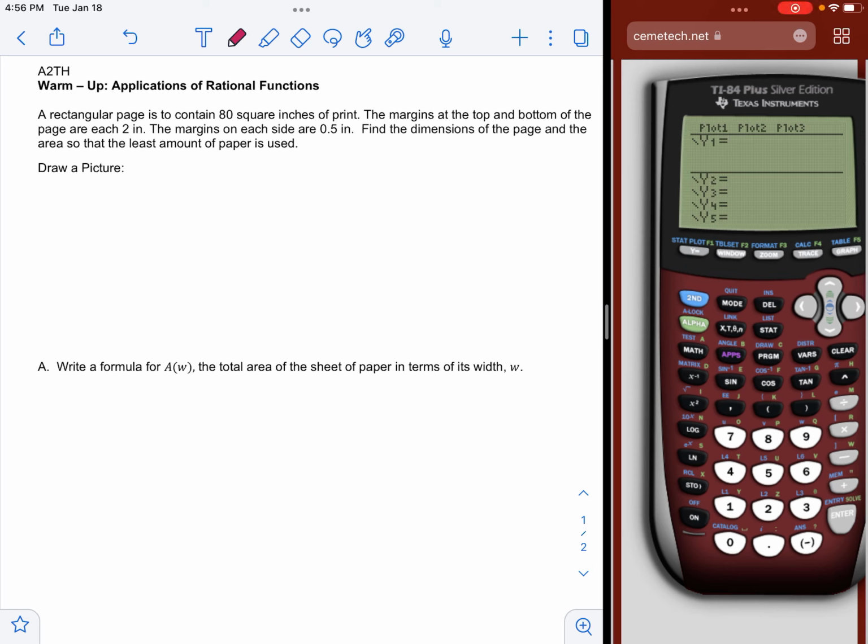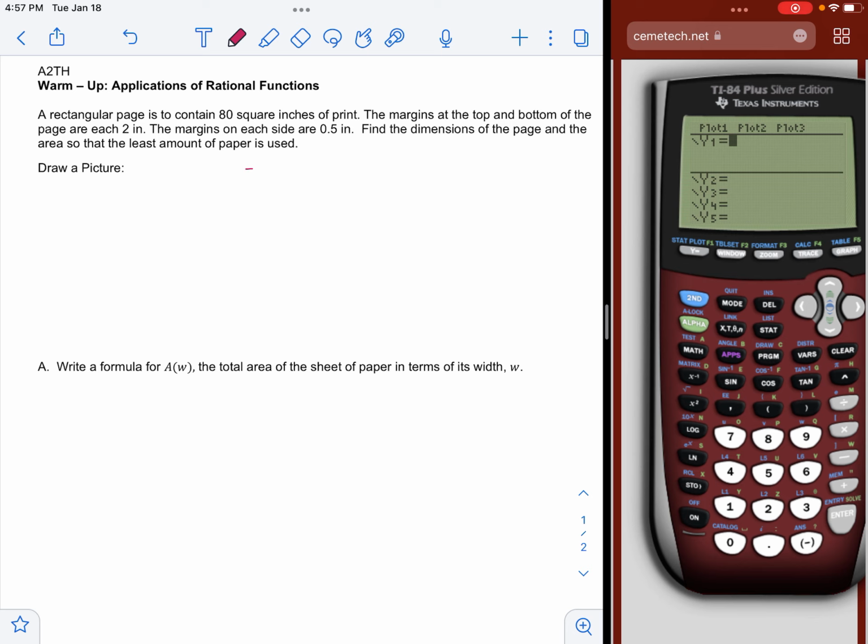Hi class, I'm going to start today with a video just to go over another application problem for rational functions. So this one says a rectangular page is to contain 80 square inches of print. The margins at the top and bottom of the page are each 2 inches. The margins on each side are 0.5 inches. Find the dimensions of the page and the area so that the least amount of paper is used.